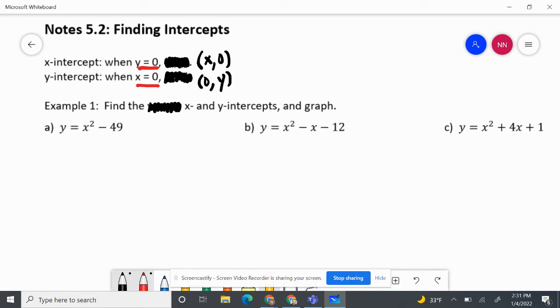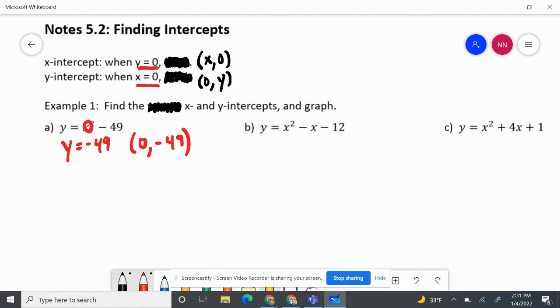First thing that I like to do is find the y-intercept, because that's the easiest of the two. In order to find the y-intercept, I'm plugging a 0 in for the x, so I get y is equal to negative 49. So that means my ordered pair is (0, -49).